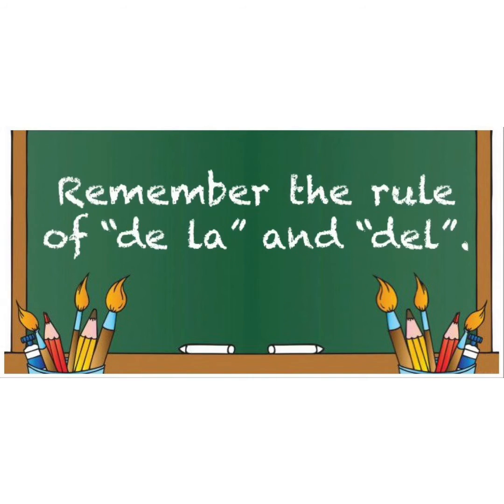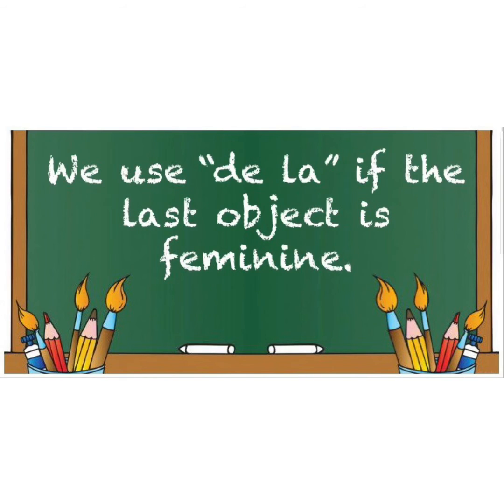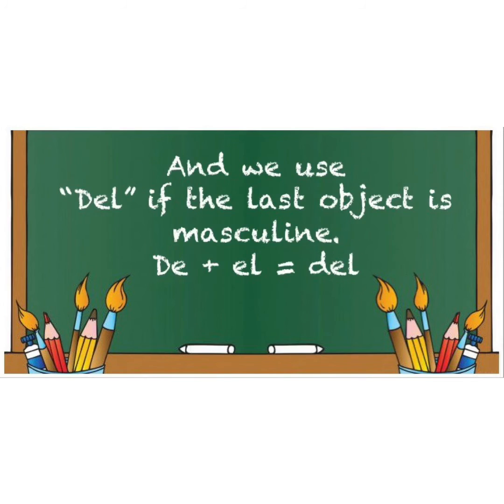With that being said, you have to remember the rule of de la and del. Remember, the del and the de la would follow the preposition. They would come directly after the preposition. Alright, but we have rules. So we use de la if the last object or the other object is feminine. How do we know if that object is feminine? It has a la. And we use del if the final object or the last object is masculine. Remember, the de plus the el gives us a del.